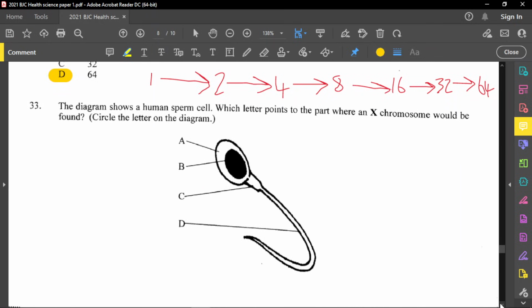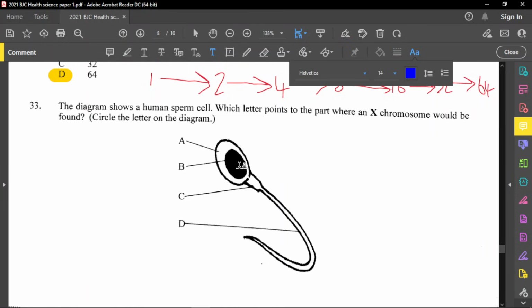I have question number 33. This diagram shows a human sperm cell. Which letter points to the part where an X chromosome would be found? X chromosome, all right, let's point this out again because I just want to make sure you understand this. The chromosomes that are found in a sperm cell, because this is a male, are X and Y. So the X and Y chromosome.